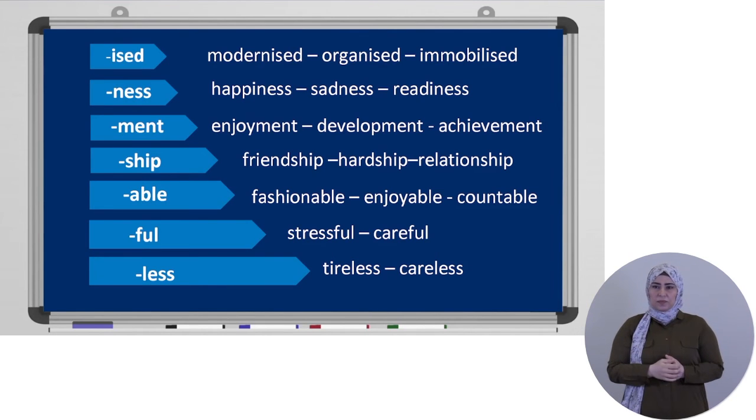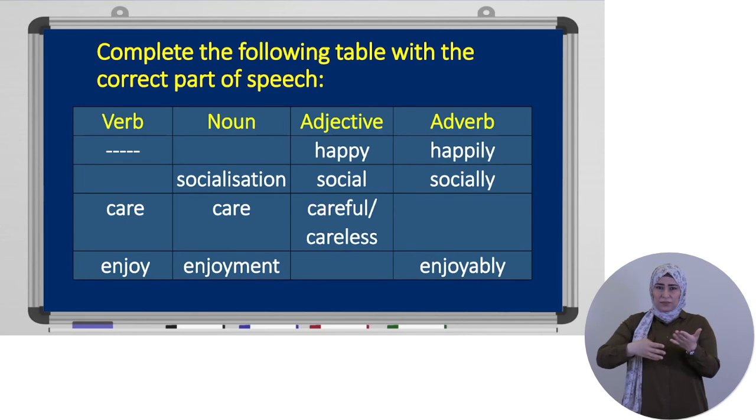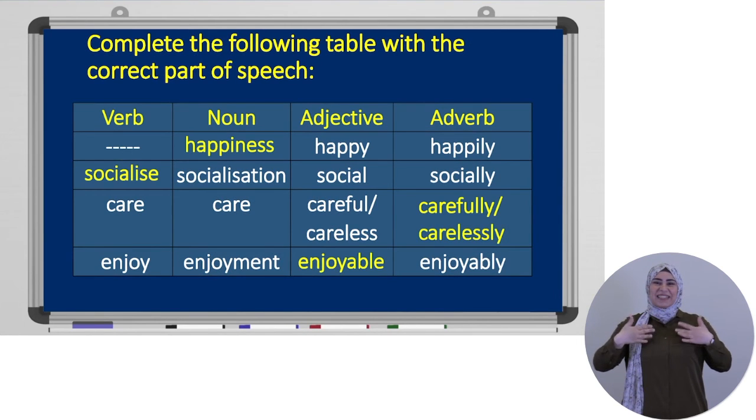Let's take a look at this table and try to do it together. See how we're going to be changing from verb to noun to adjective to adverb. Very easy. Let's look at the first one. Our adjective is happy. If I want to change it into a noun, I would add ness, and I would say happiness. Notice if I add ly at the end, it would be happily. So it's the same word, happy as an adjective, happiness as a noun, and happily as an adverb.